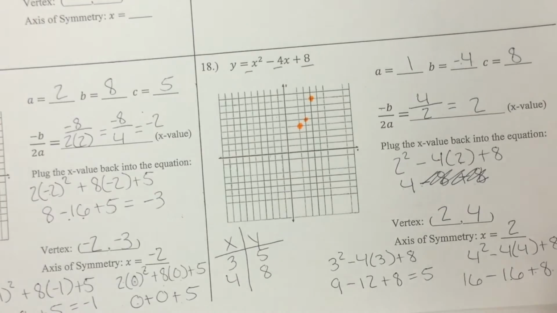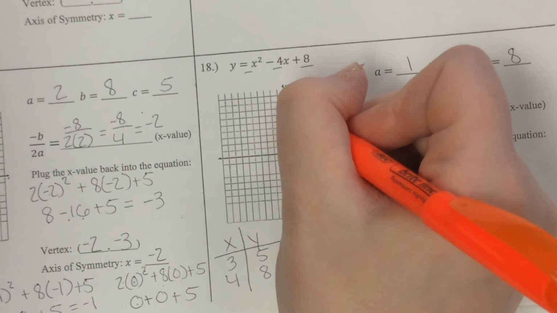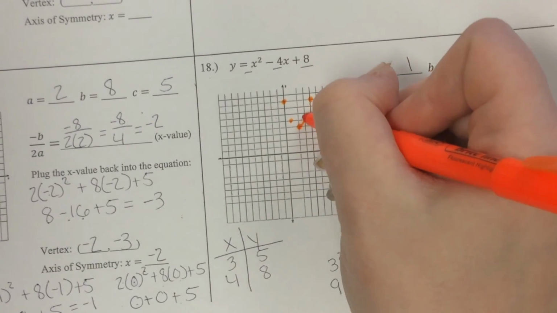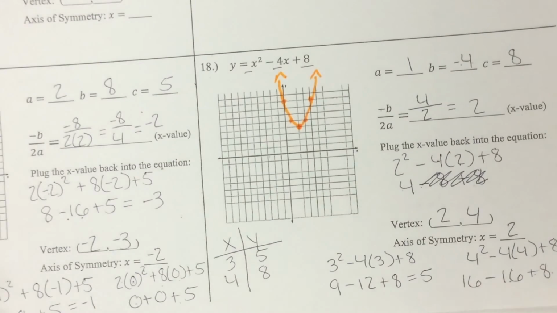Use symmetry to mirror them to the other side of the axis of symmetry. So here and here. Connect our lines. Don't forget your arrows. And that'll be the parabola for that problem.